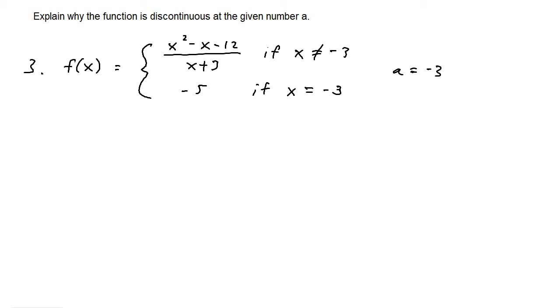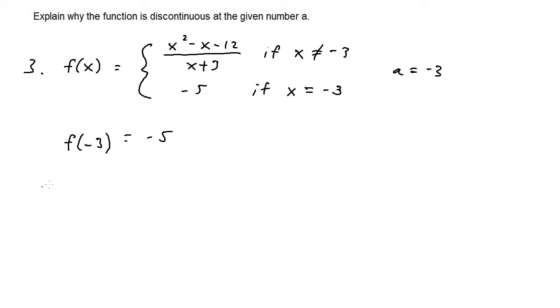So let's go ahead and start out with the first condition, where f of a is defined. So let's plug in negative 3 for x. So we're going to find f of negative 3. Once again, we're going to choose our function based on the x value. Since we are plugging in negative 3 for x, we have to pick negative 5. So f of negative 3 is equal to negative 5. And that's basically it. Because it's equal to negative 5, the function is defined. So we can go ahead and move on to the next condition.